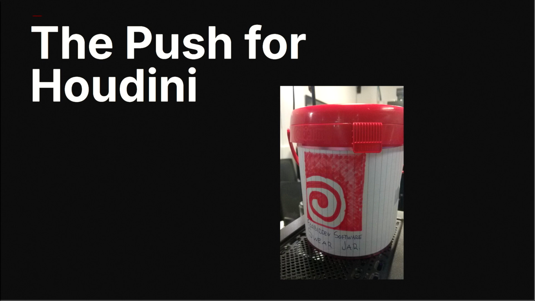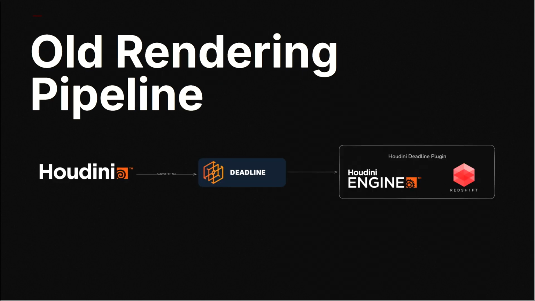So this is basically how our rendering pipeline started out. It was fairly basic. Everyone was working in Houdini in their HIP files, and we were using Deadline as our render manager. Everyone would just submit their HIP files to Deadline, using the standard Houdini Deadline plugin, which ships with Deadline. That was pretty much the reason why we were using it. It's already out of the box. It's ready to go. But this ended up causing some challenges for us.